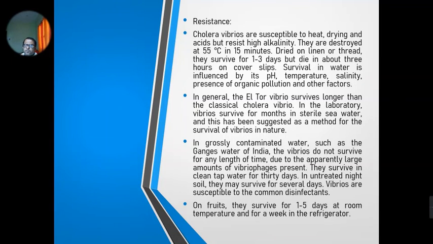Okay, so you know that this bacteria favors alkaline pH for their growth, and these bacteria can be easily destroyed by boiling at near about 55 degrees Celsius temperature for 15 minutes. If we boil every item for 15 minutes at near about 55 degrees Celsius, this bacteria can be easily destroyed.